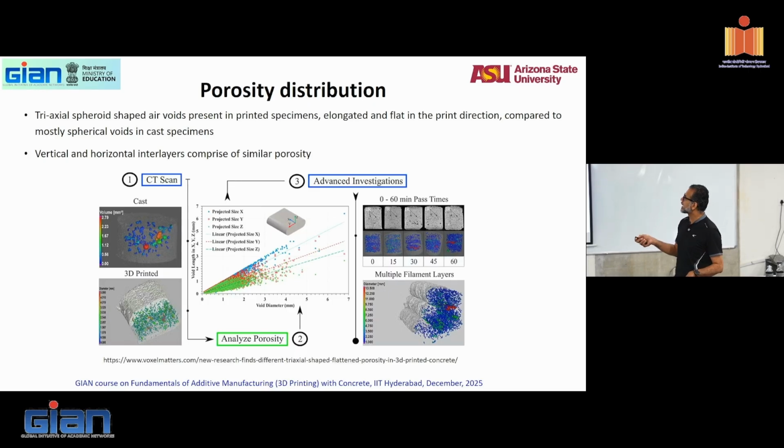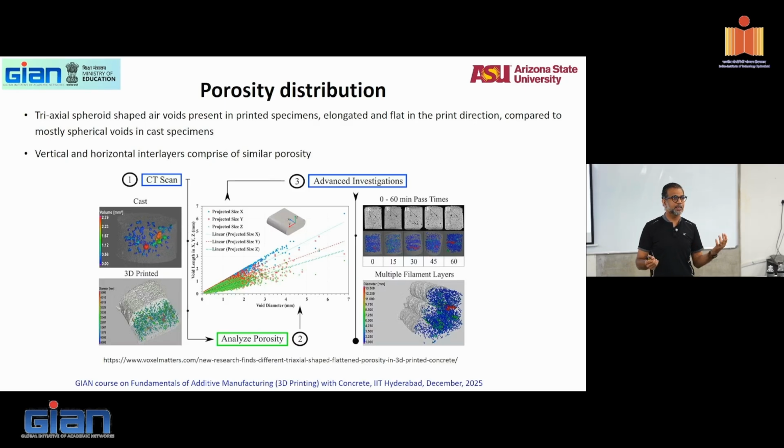Here is again another way to look at porosity distribution, and there is some very interesting work to show that the void shapes in the interfaces are spheroids. They're not really spheres. They are stretched spheres. Why are they important? Because the shape of the voids will dictate the direction in which cracking and failure will happen. Especially when you have an anisotropic material, the shape of the voids with respect to the direction of the loading will dictate how the cracks will propagate.